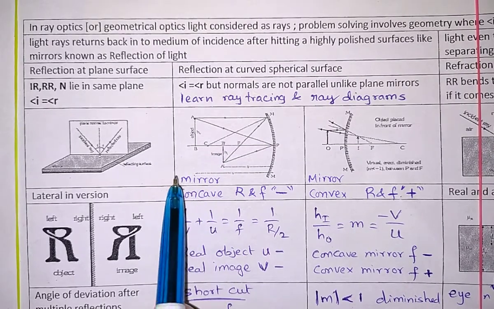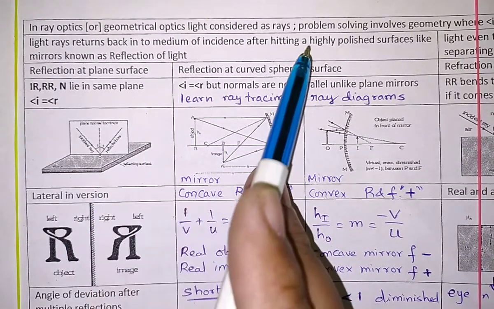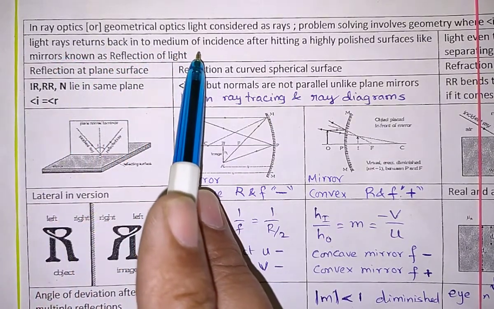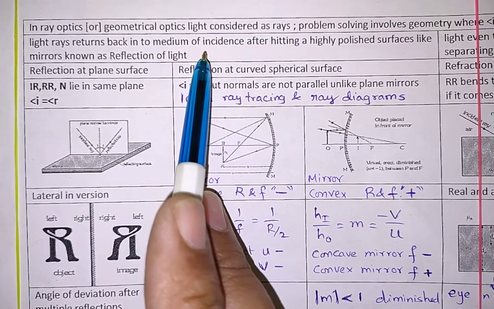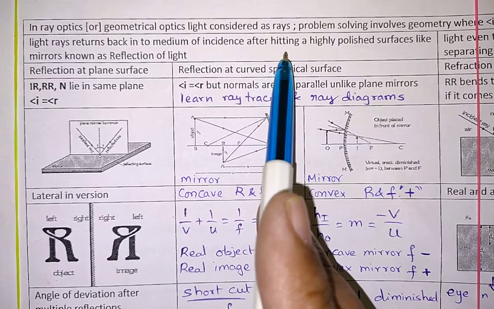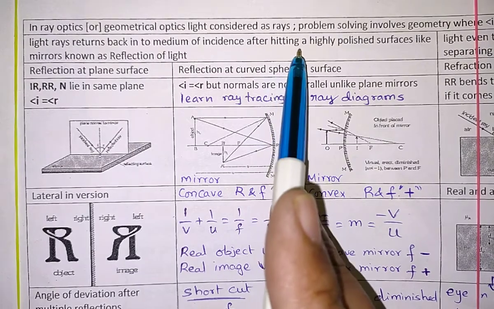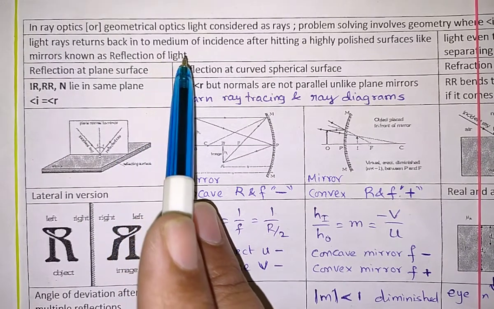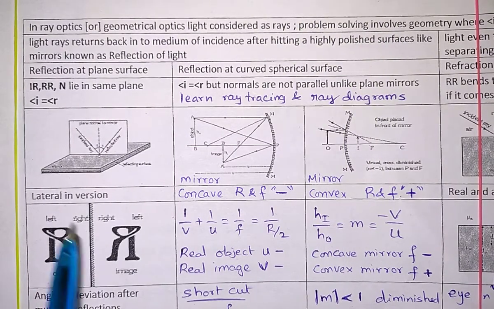So first, we will segregate the chapter philosophically into two types. If light goes into another medium, we call it refraction, and if light returns back into the medium of incidence, we call it reflection. That's been defined. When light is incident on a highly polished surface like a mirror, there will be 100% reflection. In the case of ordinary pen, paper and so on, reflection is there, but it is partial.